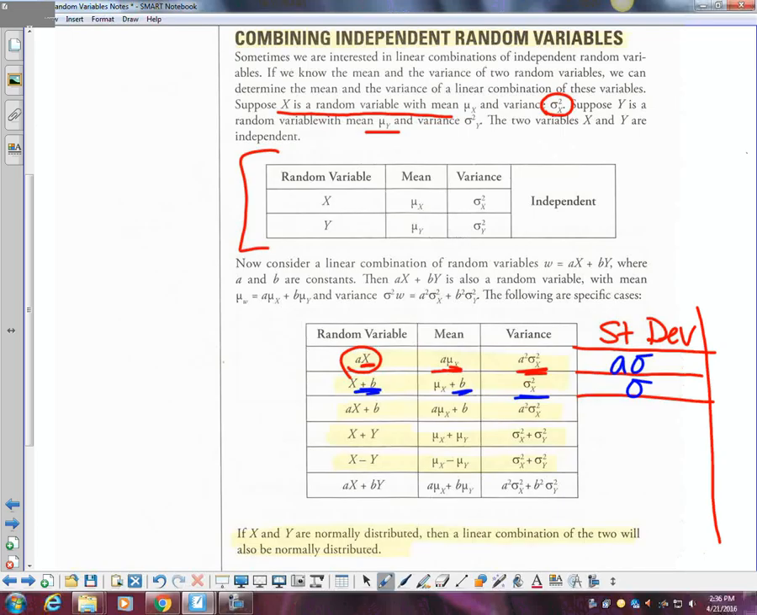Okay, and then here they go with a little combo. So now let's multiply it by something and let's add something to it. So both of those affect the mean. But which one of those is going to affect the standard deviation? Just the multiplication. How? A sigma.